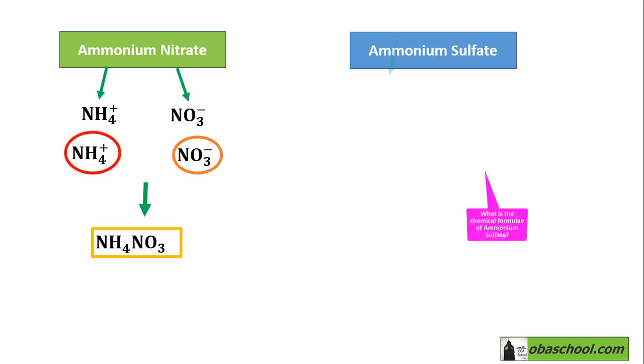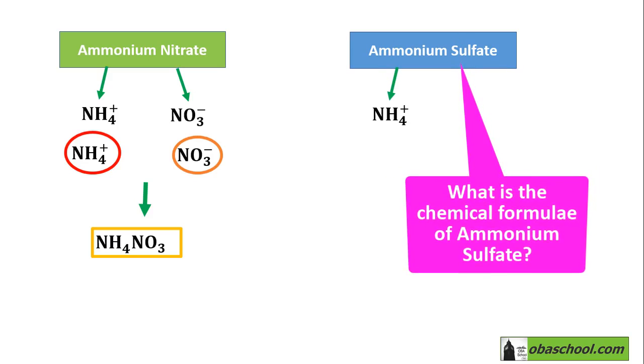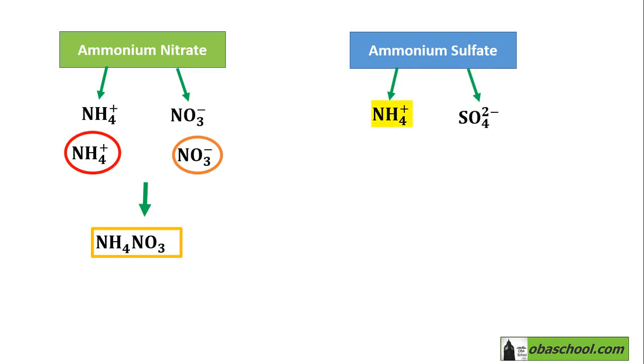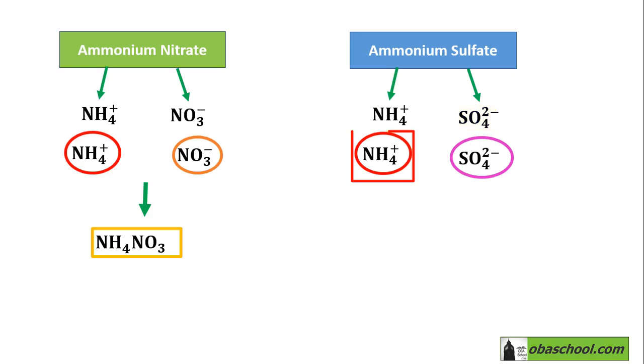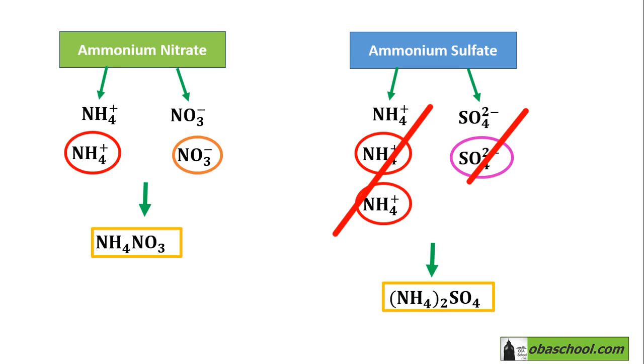And finally, ammonium sulfate. Ammonium gives the ion NH4+ and sulfate gives the ion SO4 2-. One NH4+ with one SO4 2-, their charges will not cancel and they will need one more NH4+ ion, and after that they will give us a chemical formula of (NH4)2SO4. You have to put the NH4 between brackets as you can see here, and then you put a small 2 outside.